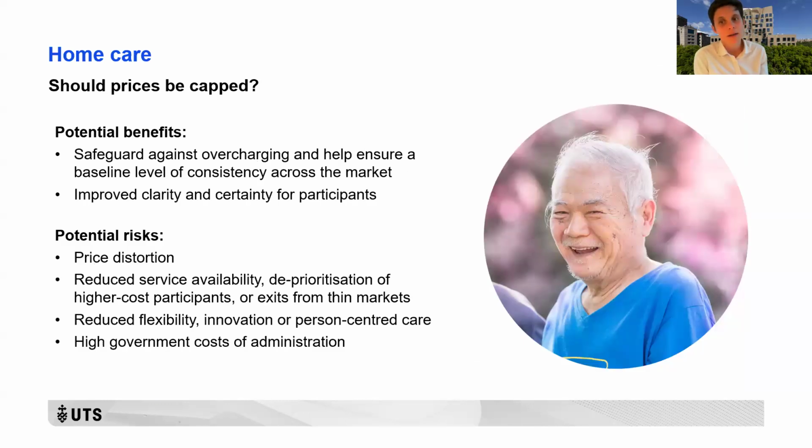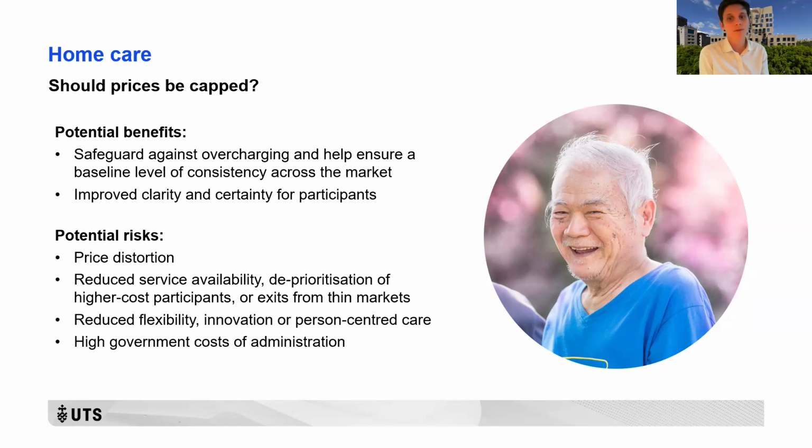Finally, looking further ahead, UARC has continued to consider the case for introducing price caps, which are currently legislated to occur from July 2026. Now, price caps can have some benefits, such as safeguarding against overcharging and improving the clarity for participants, particularly about how much they may purchase with their quarterly budgets. However, price caps also introduce several risks, perhaps the primary one being the risk of price distortion, and that is the risk that the price doesn't actually match the cost of service delivery.